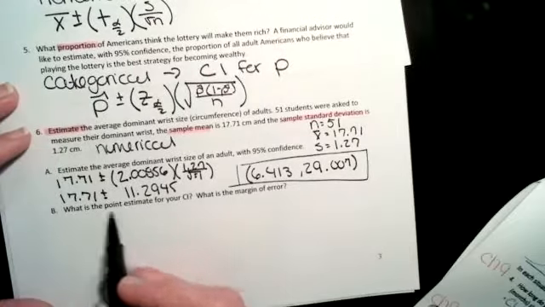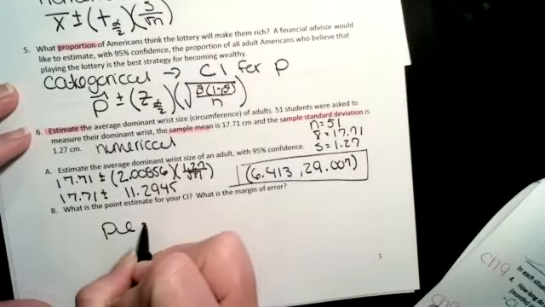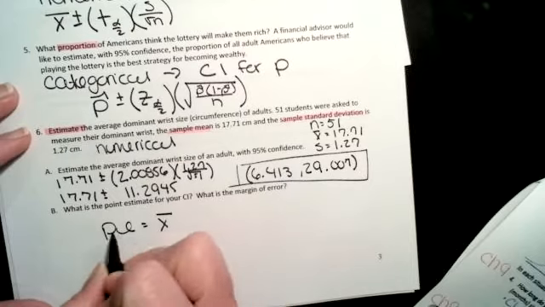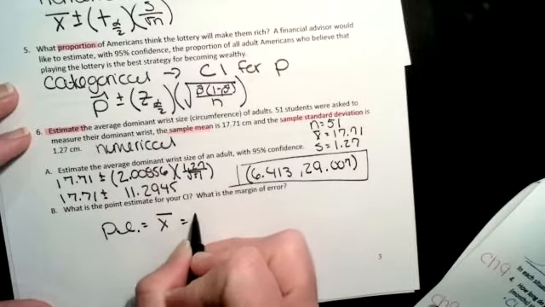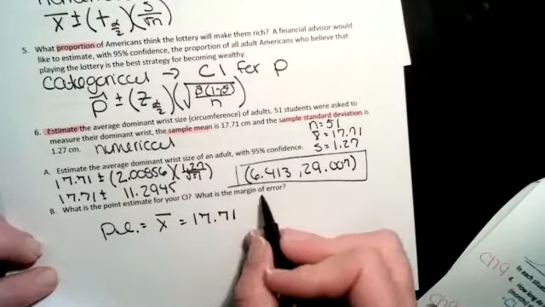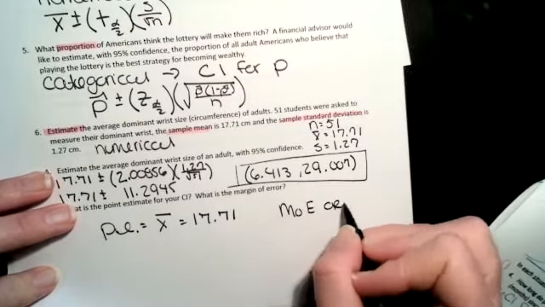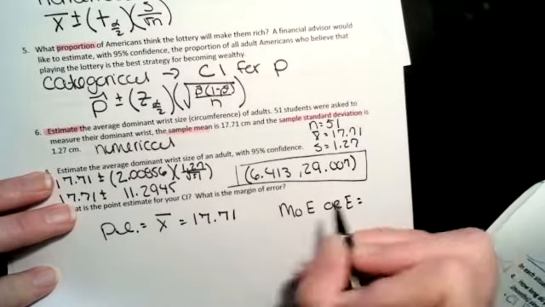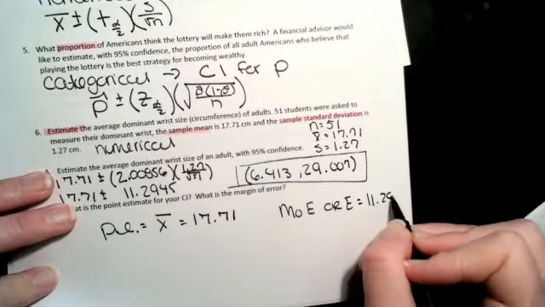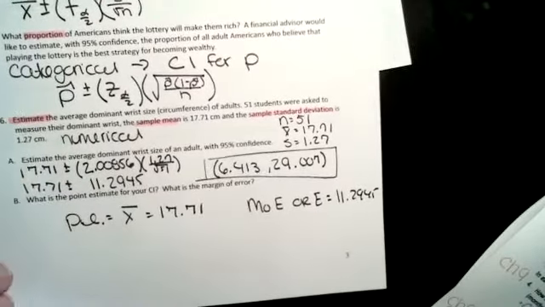Okay, what's the point estimate of your CI? Point estimate equals X bar, just abbreviating here, 17.71. Okay, what is the margin of error? So margin of error, or sometimes you'll see it just as error, is equal to 11.2945. Okay, awesome.